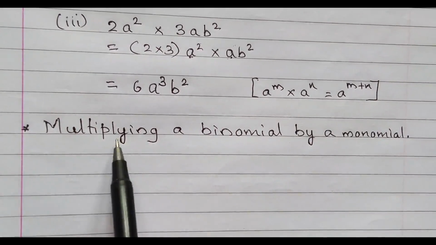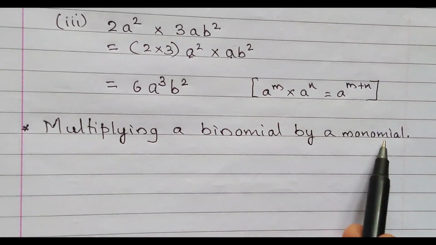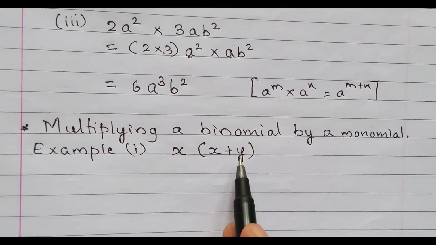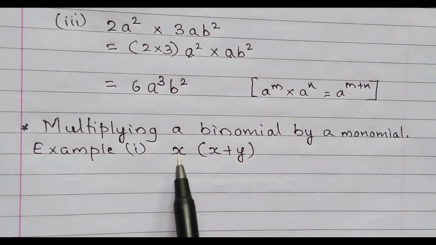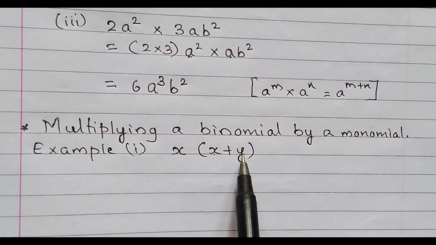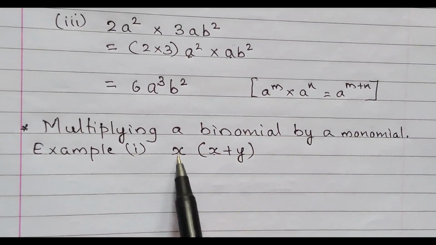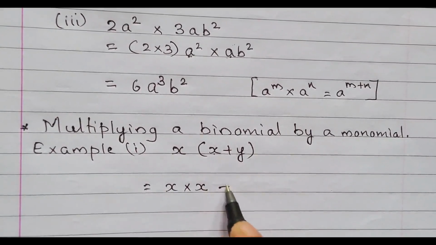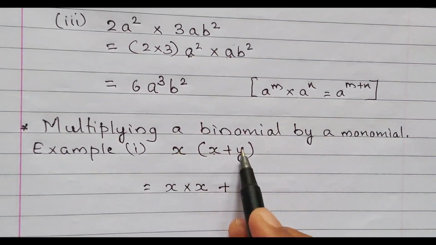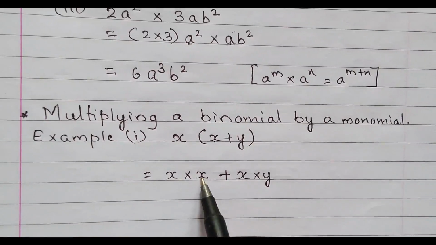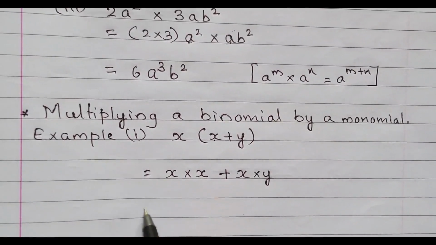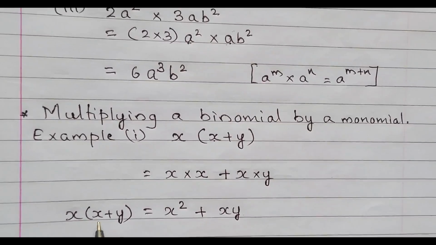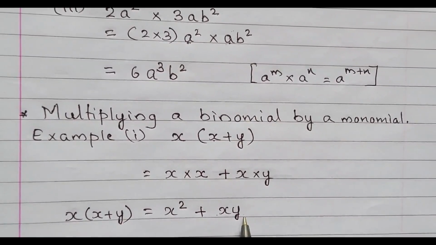Now let's see the multiplication of a binomial by a monomial. Let's take a simple example. X multiplied by x plus y. So here what we have to do, we have to multiply each term of the binomial using this monomial. So we can write this as x multiplied by x. The sign here is plus, so here also you'll have the plus sign, and x multiplied by y. X multiplied by x will give you x raised to 2. So you'll get x square plus xy. So you can write x multiplied by x plus y is x square plus xy.